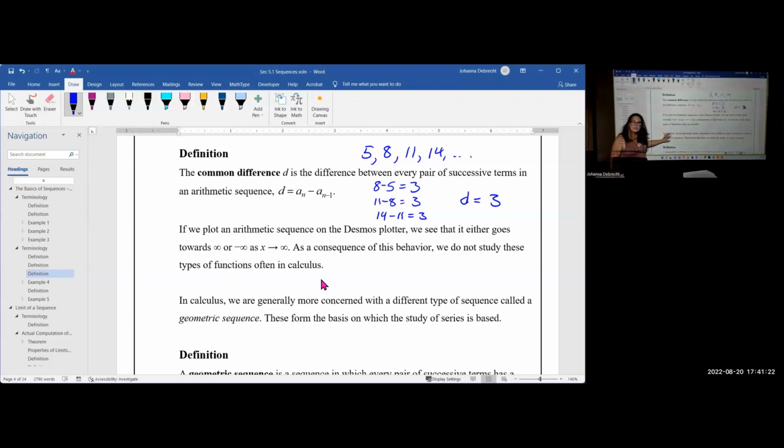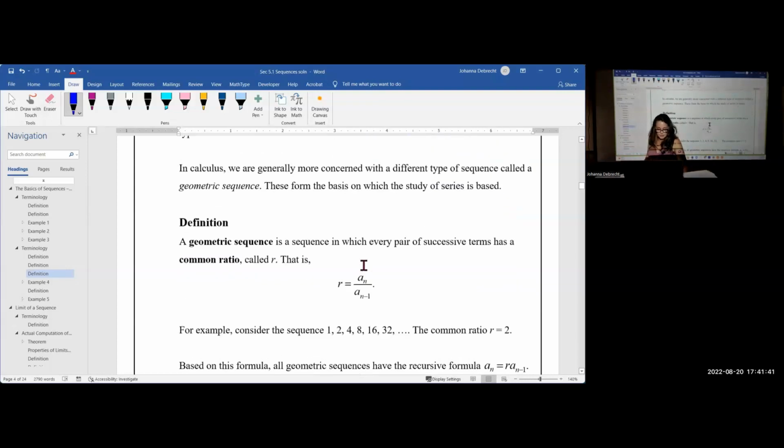In calculus, we're mostly concerned with a different type of sequence, or different types of sequences. One of the main ones is called a geometric sequence. Now, a geometric sequence leads to what's called a geometric series, and geometric series are very important in the study of series. So what is a geometric sequence?